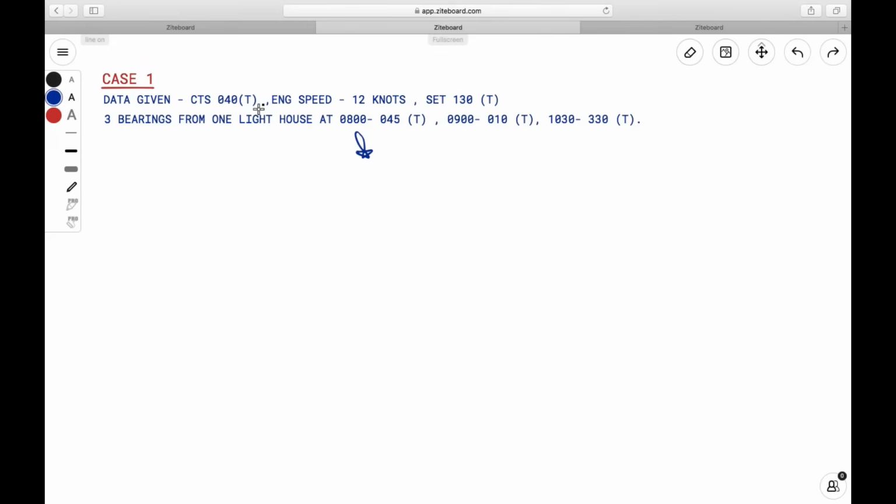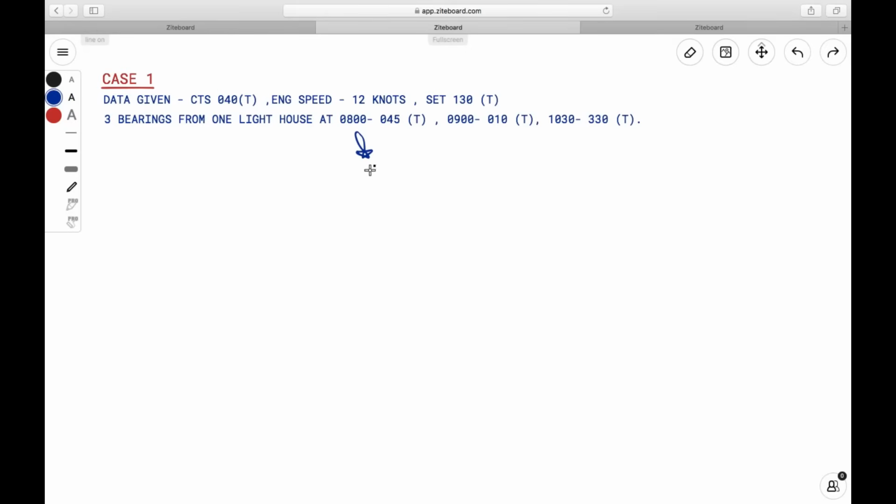The first case is case 1, and the data given are CTS 040, engine speed 12 knots, set 130. These are the three data given, and you have three bearings from one lighthouse at 0800, 0900, 1030. The bearings are 045, 010, 330. Three things are given and CMG is not given in the question, so you can do it as a 3-point bearing. Another thing we need to know is whether it's allowing or counteracting. Since CTS is given in the question, it's an allowing type of question. Let us proceed into how to do it.